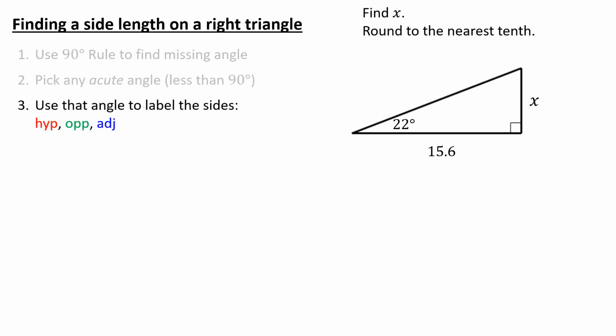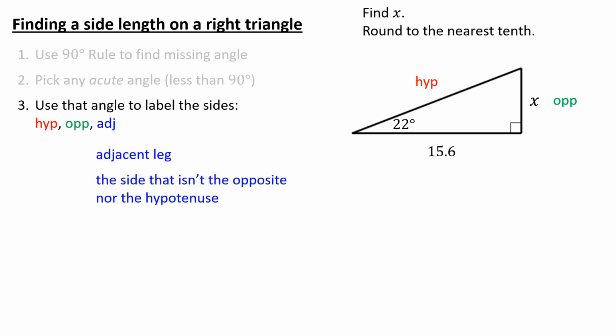The third thing to do is to label the sides hypotenuse, opposite, and adjacent. Here's how. The hypotenuse is the side not touching the right angle. Here's the side not touching the 90-degree angle. The opposite leg is the side not touching the chosen angle. Since we chose 22 to work with, then the opposite is the x. The adjacent leg is the side that isn't the hypotenuse or opposite, so whatever's left.